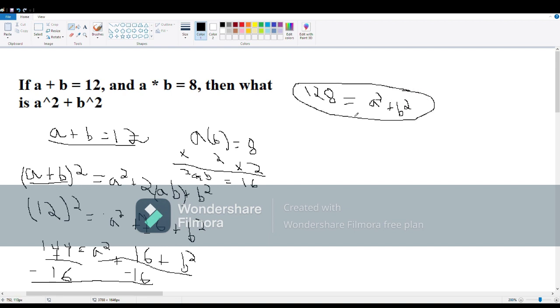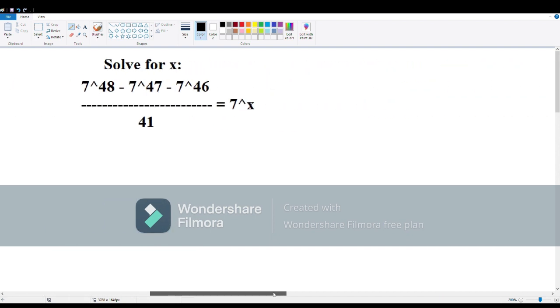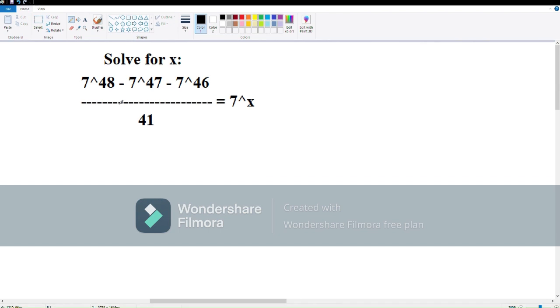Because as I said before, we don't want to solve for a and b, because we just want to know what is a squared plus b squared. Alright, moving on to our next problem. We want to solve for x. If 7 to the 48th power minus 7 to the 47th power minus 7 to the 46th power divided by 41 is equal to 7 to the xth power, we want to solve for x.